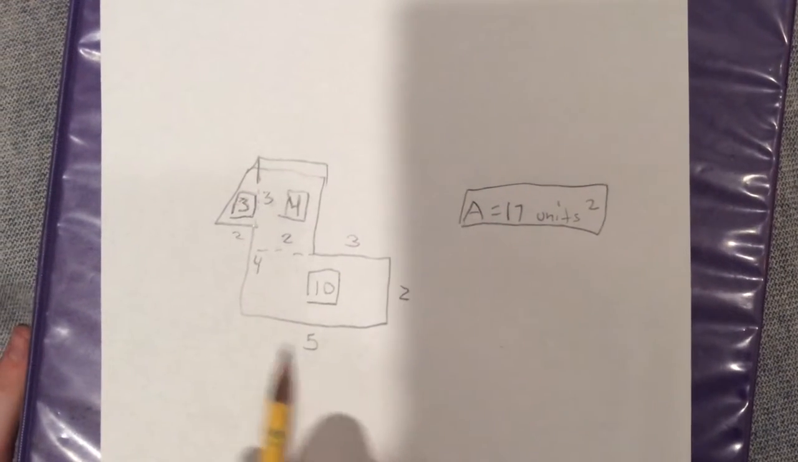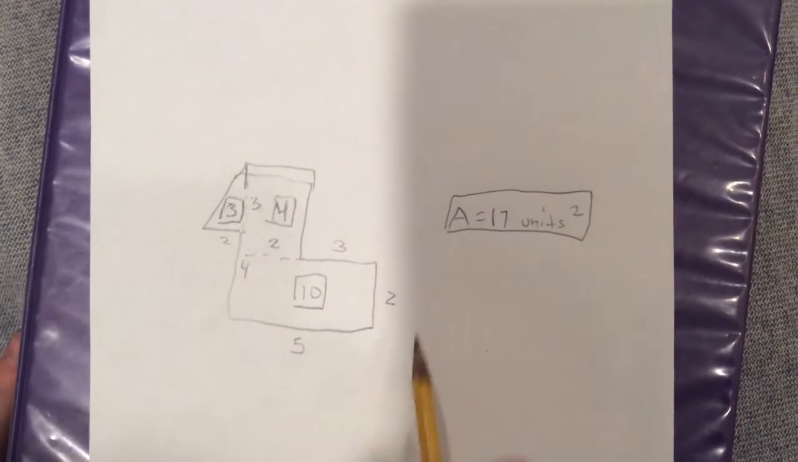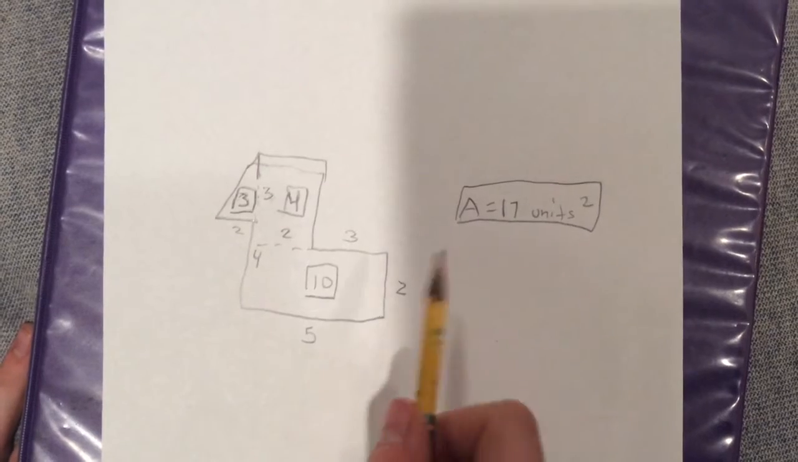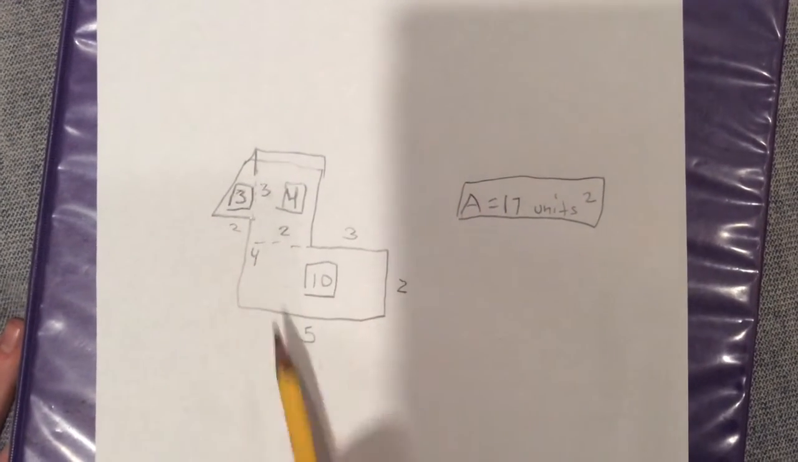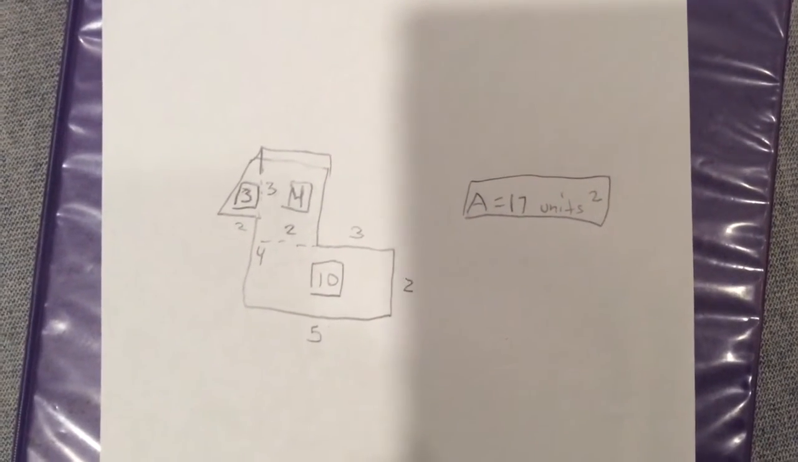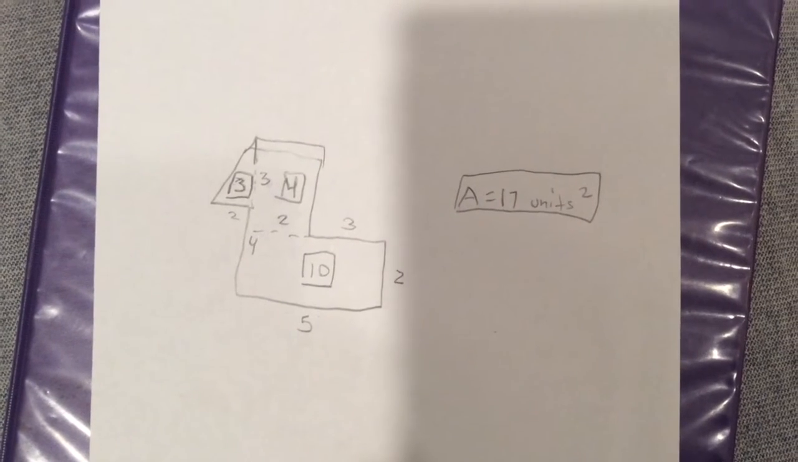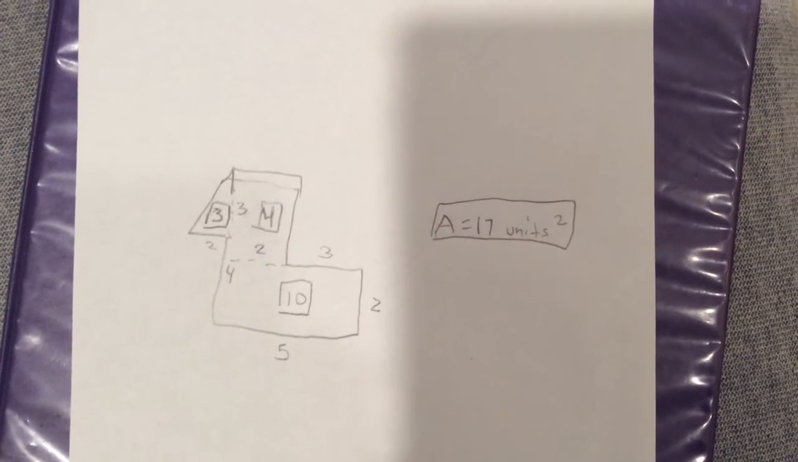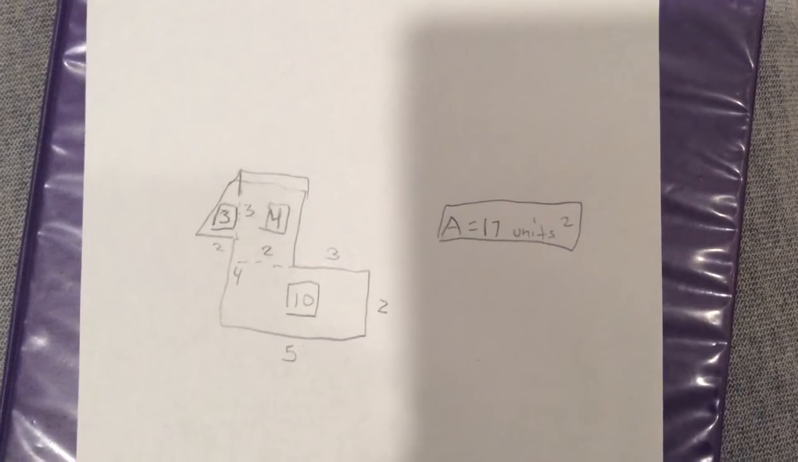And this bottom part is 5, and then this part is 2. So 5 times 2 is 10. And then you just add them all together. So 3 plus 4 is 7, and 7 plus 10 is 17. So the area of the whole thing would have to be 17 units squared.